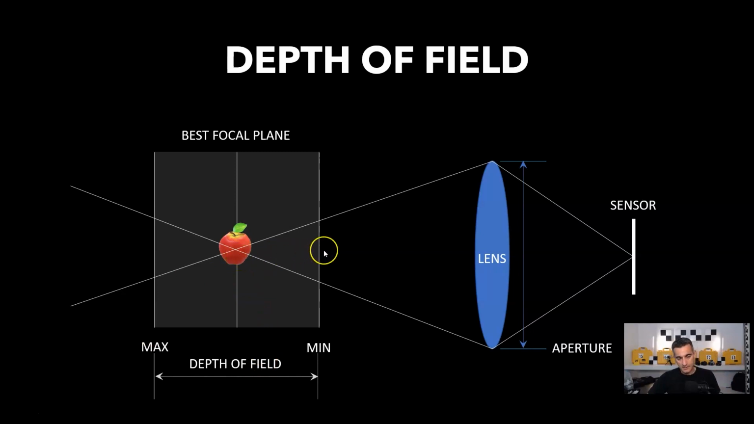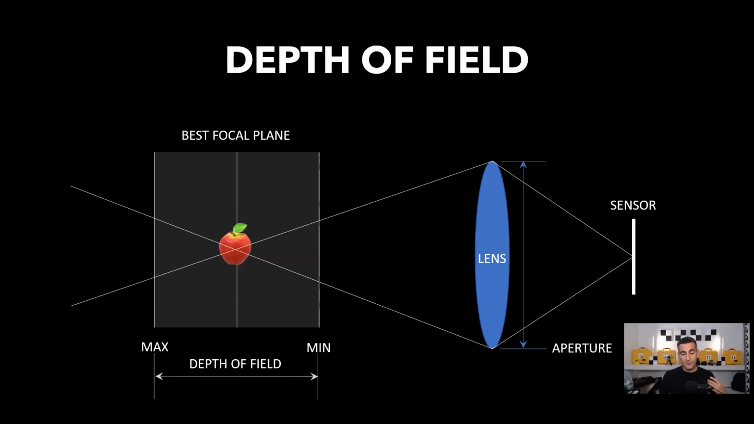And somewhere closer to the lens and somewhere farther away from the lens, I'm going to have a minimum and maximum depth of field. Once I cross that threshold, once I get inside of this area or get outside, farther away in this area, my image, my apple, is going to be blurred. And that's the basic premise here.